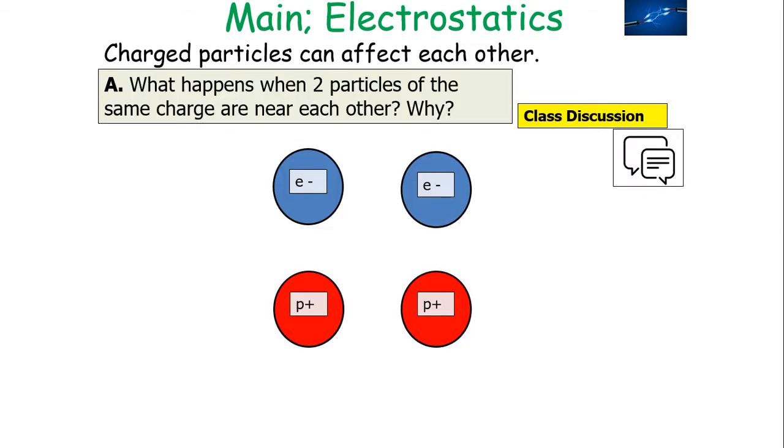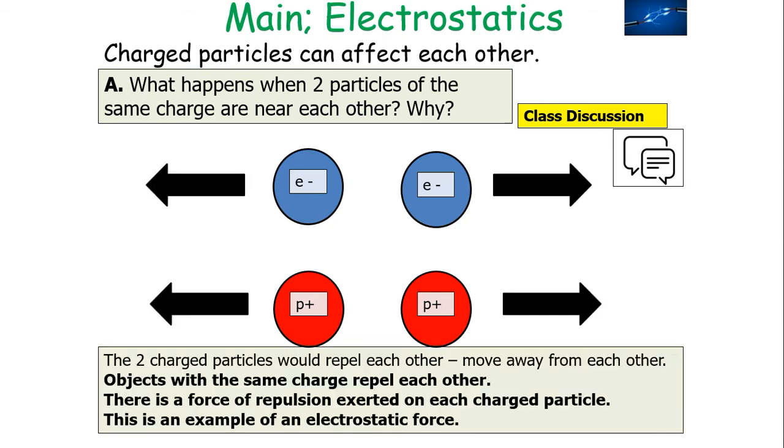Charged particles can affect each other. So, what happens when two particles of the same charge are near each other, and why? Well, the two charged particles would repel each other, they'd move away from each other, because objects with the same charge repel each other, so there's a force of repulsion exerted on each particle. This is an example of the electrostatic force.